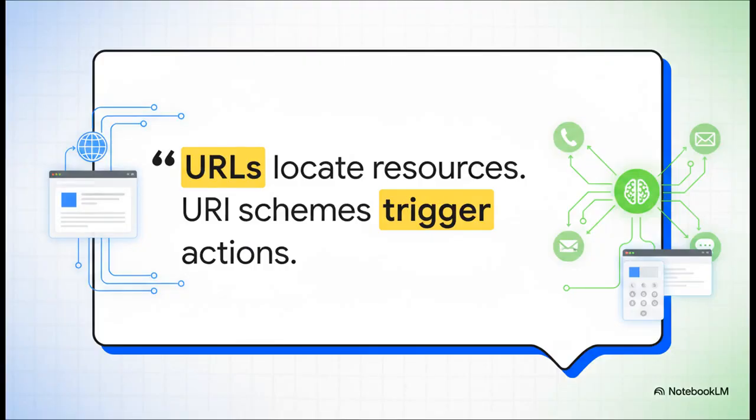Honestly, it really comes down to this. URLs locate resources, URI schemes trigger actions. If you take away only one single concept from this entire explainer today, please let it be this one. This is your foundational anchor point, because once you grasp this critical difference between locating a destination and triggering an action, the rest of the routing mechanics we're about to explore are going to make perfect sense.